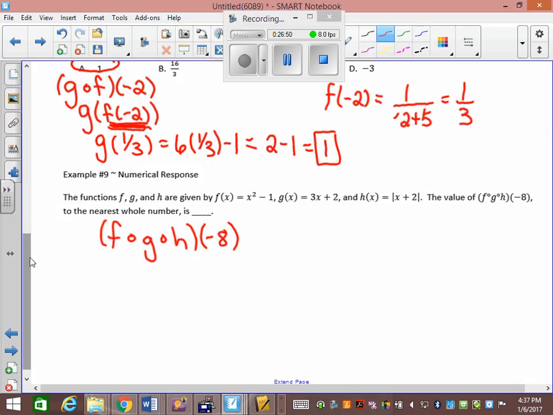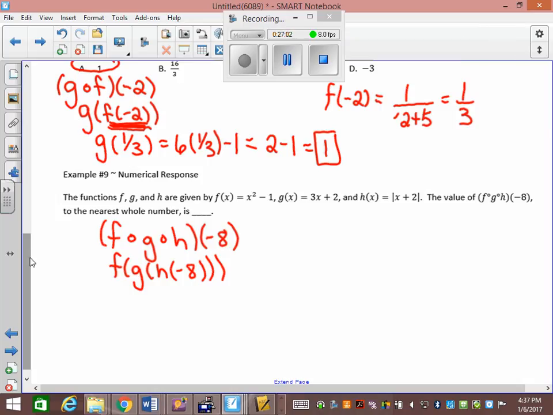We're just going to rewrite it like this always. F of g of h of -8. Then close the bracket for the -8, close the bracket for the h, close the bracket for the g. So it's kind of like a puzzle. We're going to work from the inside out. So we're going to find h of -8 first, then put it in that spot.